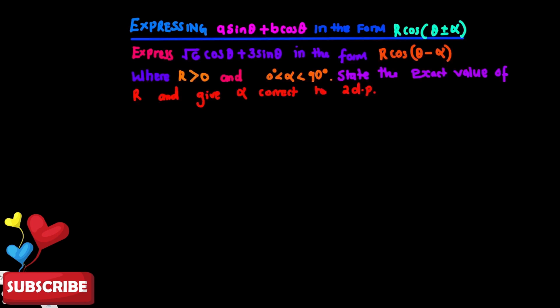We are told to express root 6 cos theta plus 3 sine theta in the form r cos(theta minus alpha), where r is greater than 0, and also we are told that alpha should be between 0 and 90. We're supposed to state the exact values of r and give alpha correct to 2 decimal places.